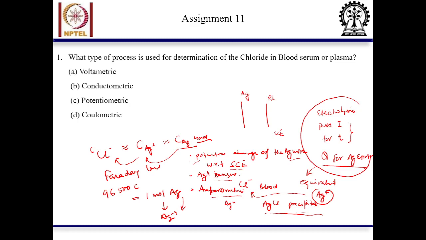Okay, fine. And for potentiometric titration, you need some supporting electrolyte. And this is a direct sample like blood, serum, or plasma. There we don't have any supporting electrolyte where we can measure the potential and sudden spikes when something happens as we are titrating. So the correct option is the coulometric titration. Okay, so I will go to the next question.